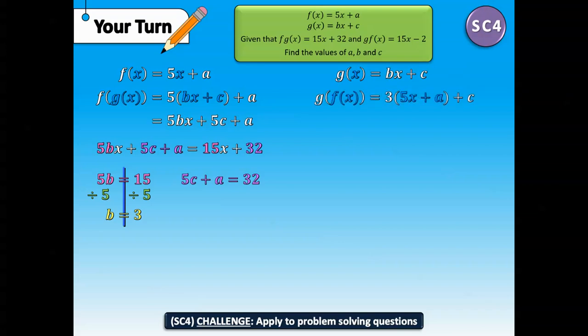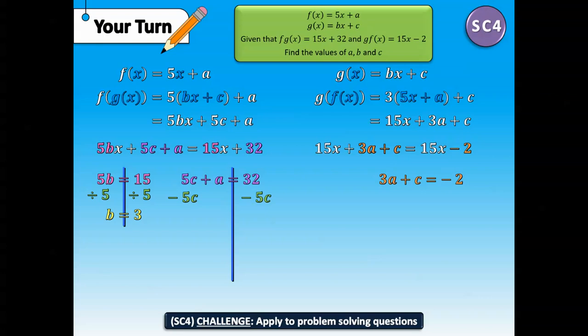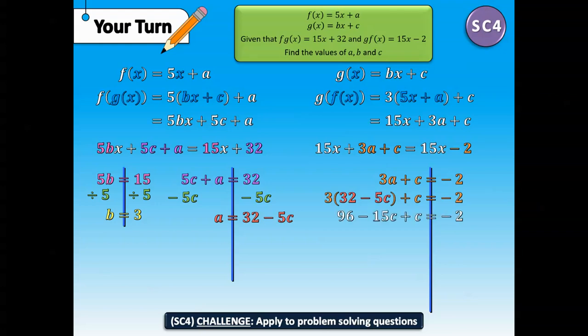And if we substitute f of x into g of x, we get 15x plus 3a plus c. So we know that 3a plus c must equal minus 2. So now we've got a simultaneous equation that we can solve. So we can take 5c off both sides. So that means that a equals 32 minus 5c. And if we substitute that into the second equation, expand the bracket, and simplify, then we can solve this equation.